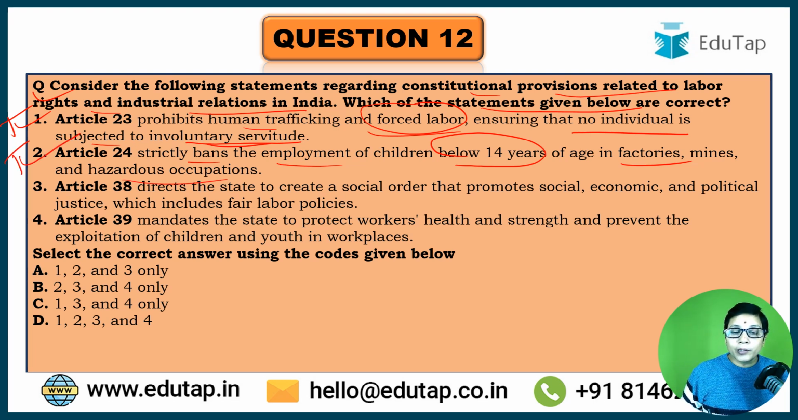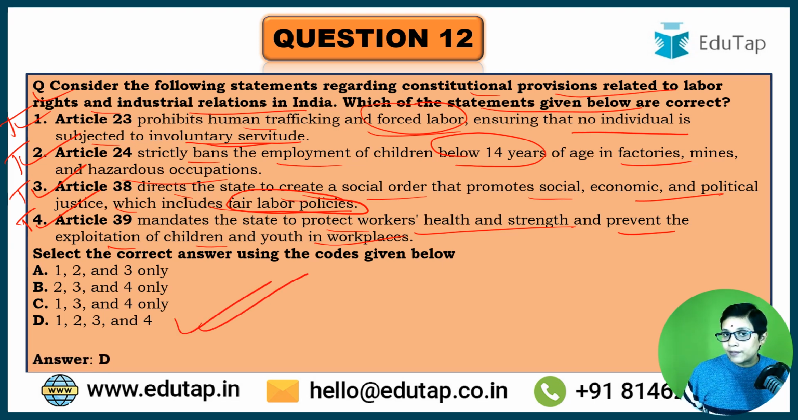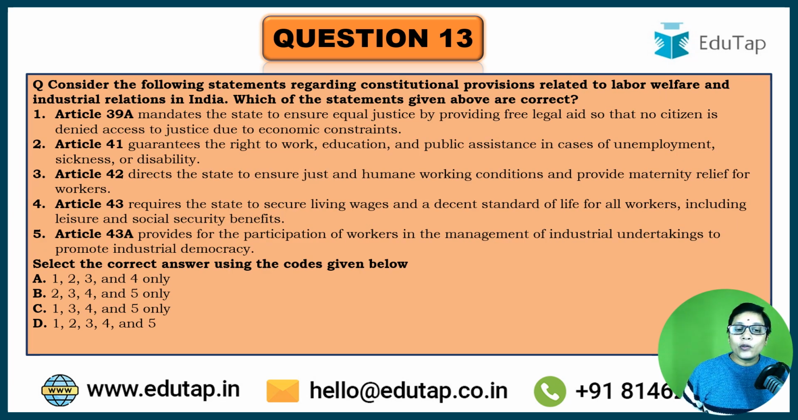Child labor completely prohibited. Article 38 directs the state to create a social order that promotes social, economic, and political justice, which includes fair labor policies. Yes, fair labor policies also come under this. This is very much true. Article 39 mandates the state to protect workers' health and strength and prevent the exploitation of children and youth in workplaces. Yes, this is also very much true. So all these articles and the statements they give are true. So hence here the correct answer is D. As I have said again and again, all these articles pertaining to industrial relations are very, very important. So moving on to our next question.